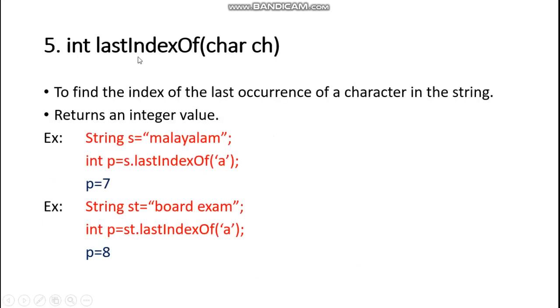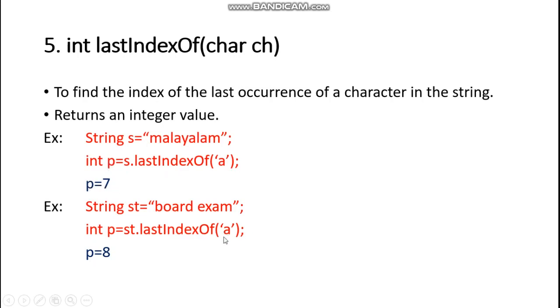And next one is lastIndexOf. I'm checking from the last position. So here I'm giving the word Malayalam and I'm checking whether A is there or not from the last index. So what is the last index here? 8th index. The 8th index does not match with A, so I'm taking the 7th index. Yes, the 7th index is A. So I can display the value as 7.